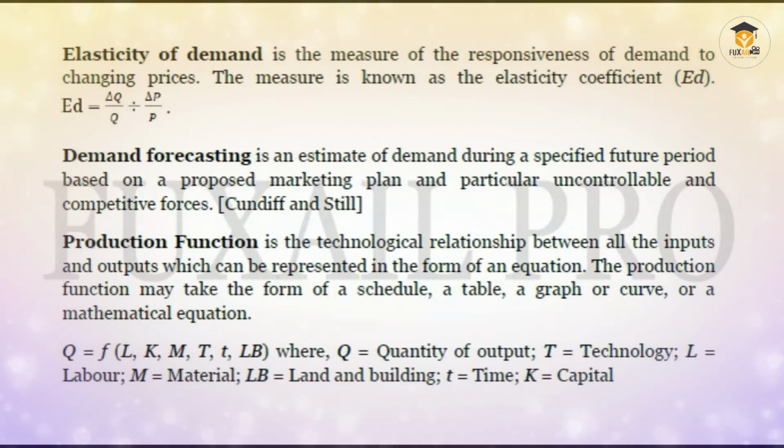Production function is the technological relationship between all the inputs and outputs, which can be represented in the form of an equation. The production function may take the form of a schedule, a table, a graph or curve, or a mathematical equation. Q equals F(L, K, M, T, LB, T), where Q equals quantity of output, T equals technology, L equals labor, M equals material, LB equals land and building, T equals time, K equals capital.